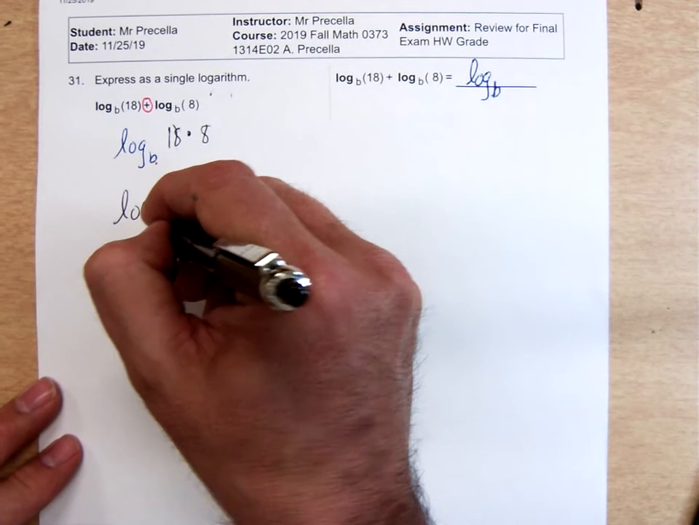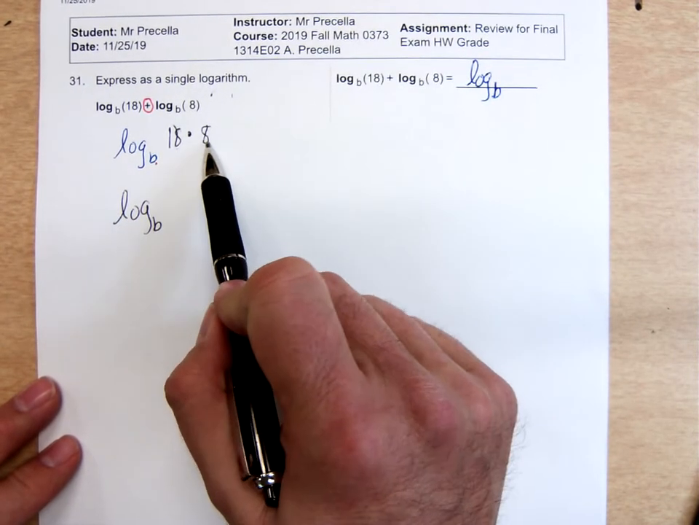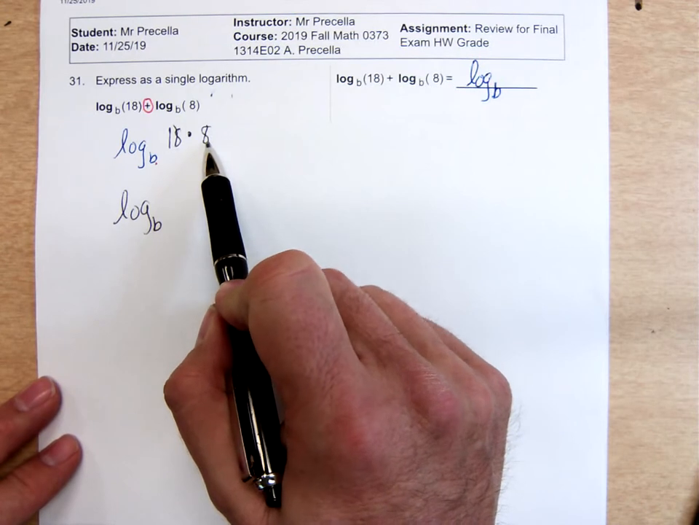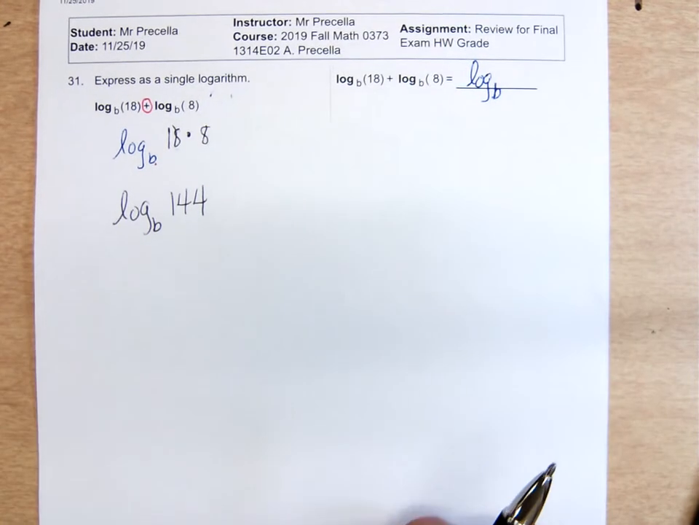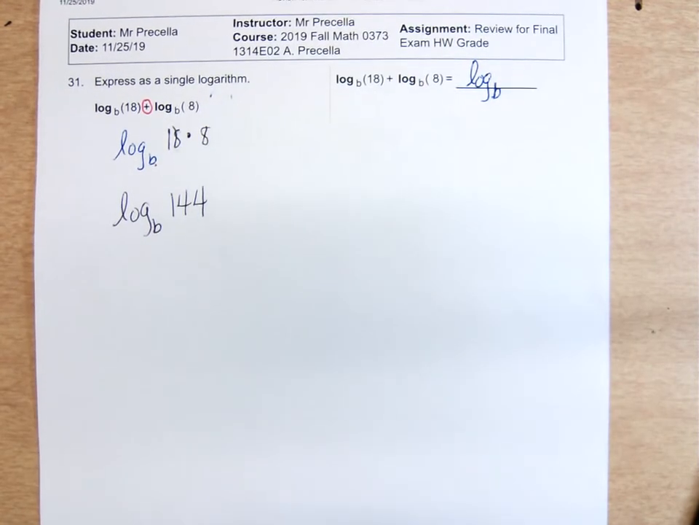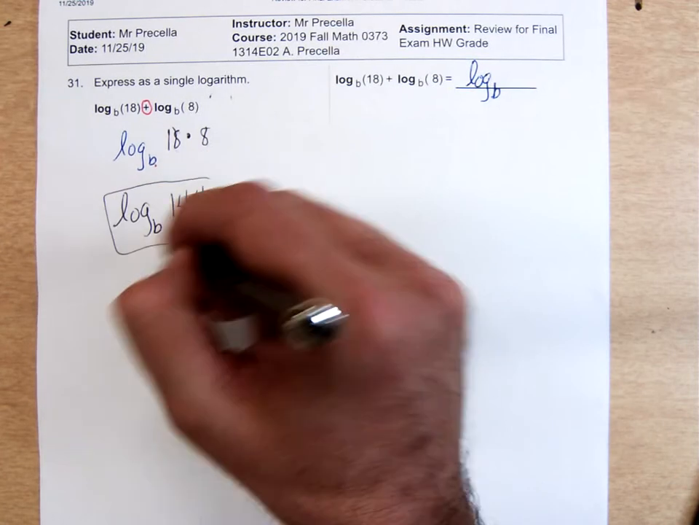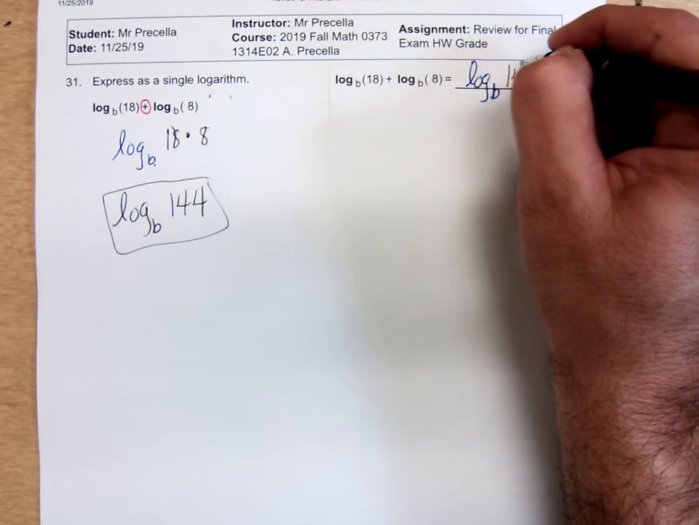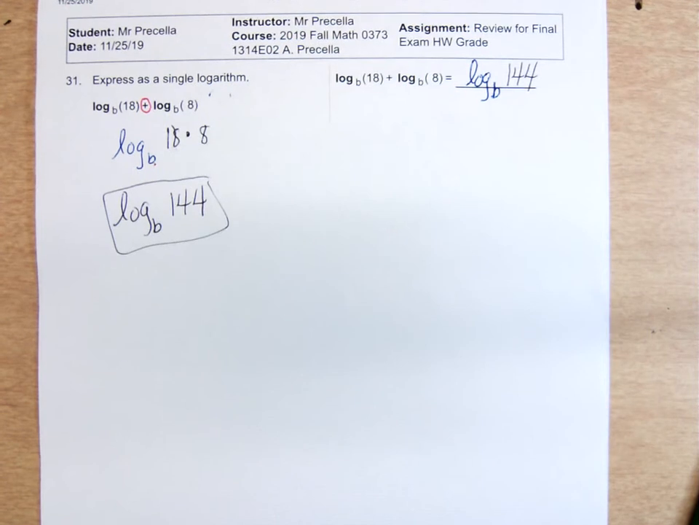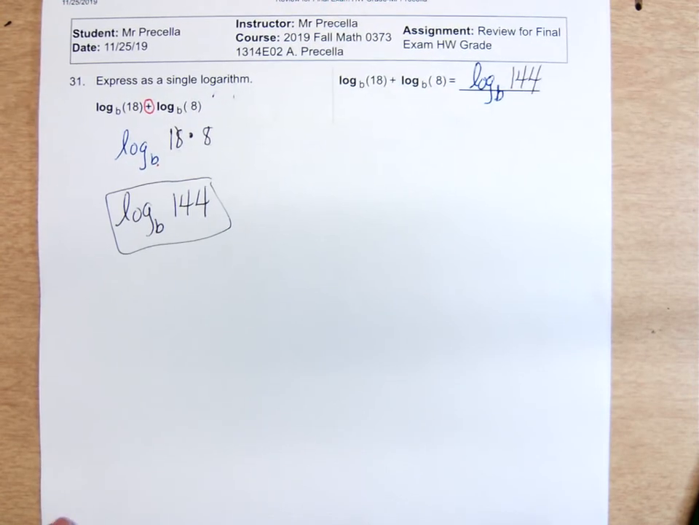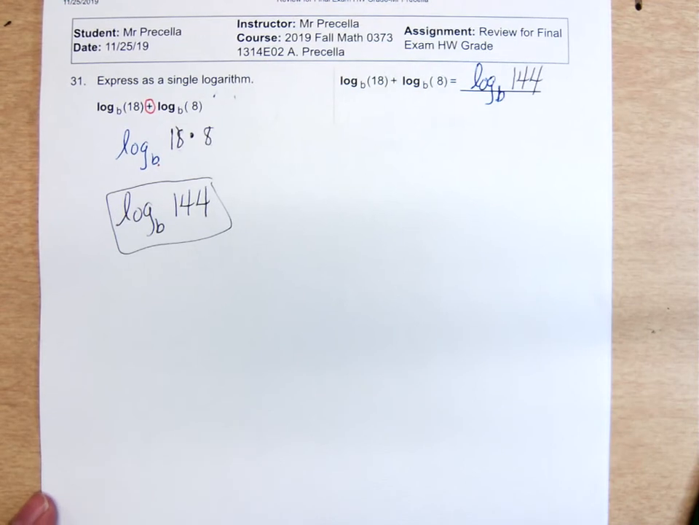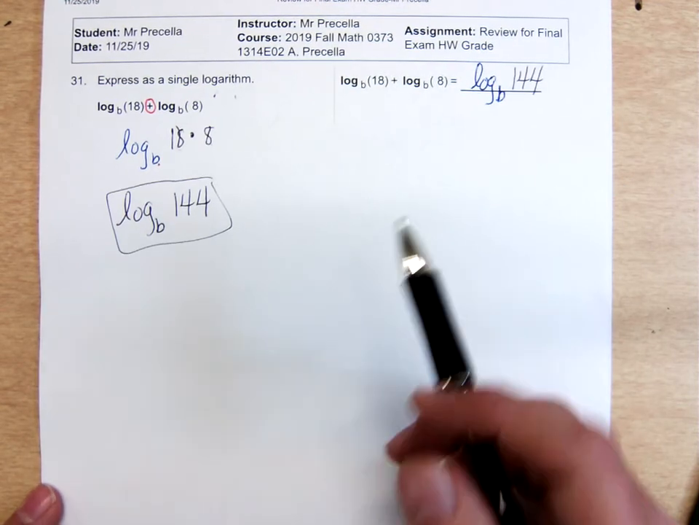18 times 8, let's see, that would be an 80 plus 64. Is that a 144? 18 times 8. So, let me write it up here. Log base b of 144. Any questions there? Well, it's a pretty short one. Are we ready for another one?